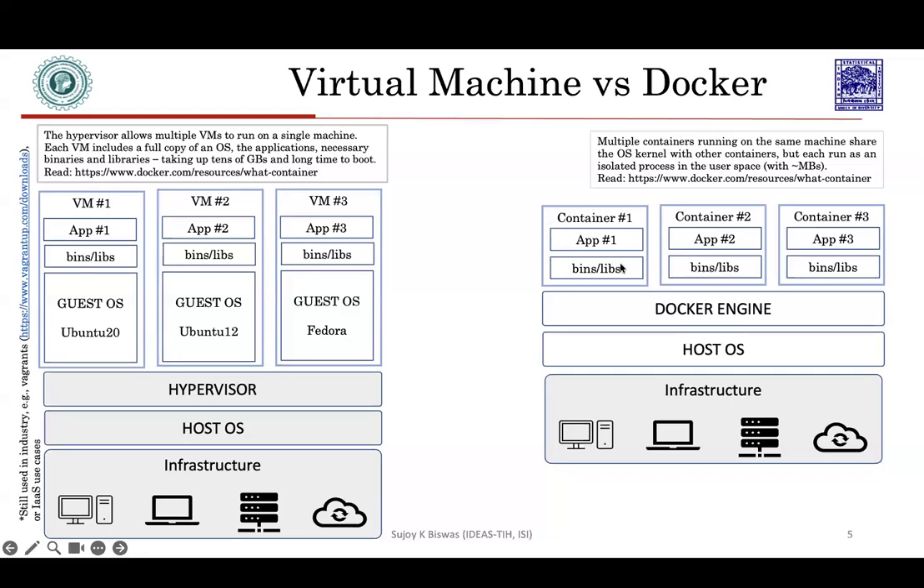These containers are very light in size, lightweight, that is the right term. These are the heavy duty virtual machines. For example, as I said, they need 25, 30 GB of space, but here all you need is a few hundred MBs.